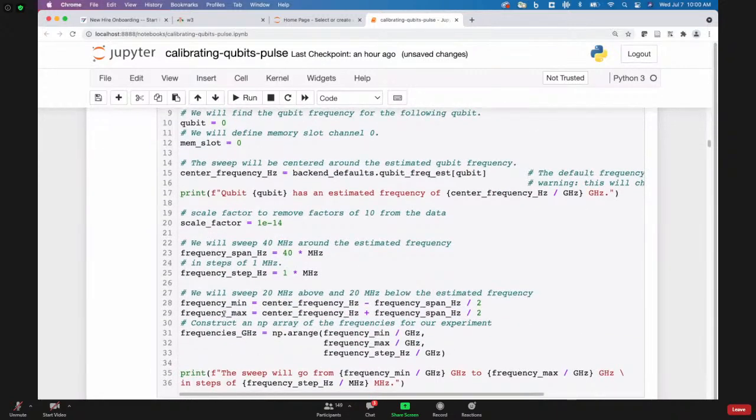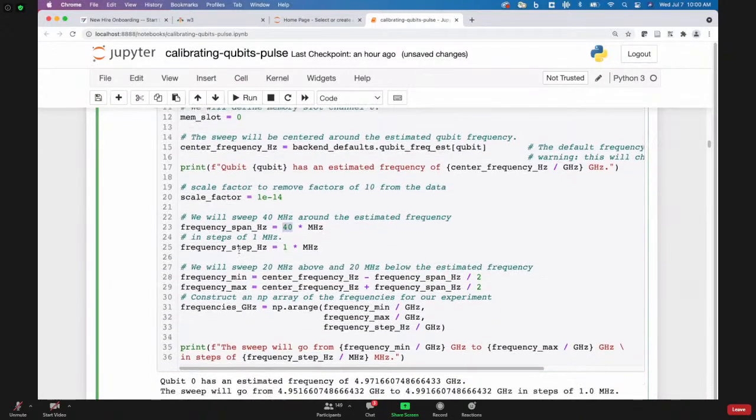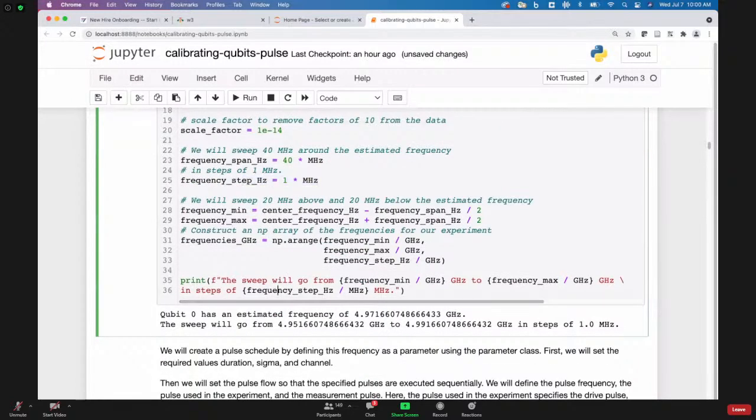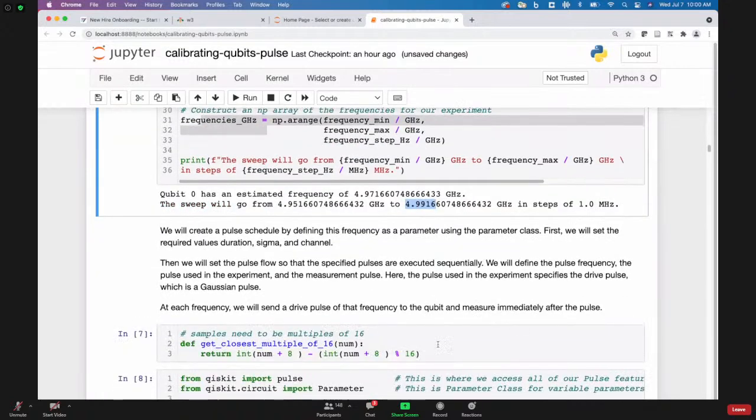So now we're going to take that center frequency and do some span around it. In this case, say we're going to do 20 megahertz on each side, so a 40 megahertz span. And then we're going to take steps of 1 megahertz at a time. So we can go ahead and run this. Now we've set up the desired frequencies to run from 4.951 up to 4.991 gigahertz in steps of 1 megahertz.